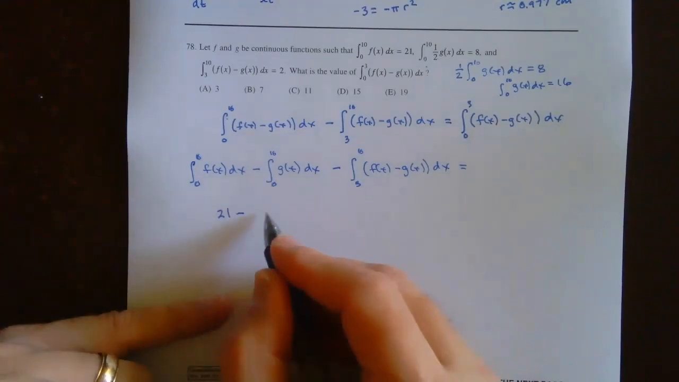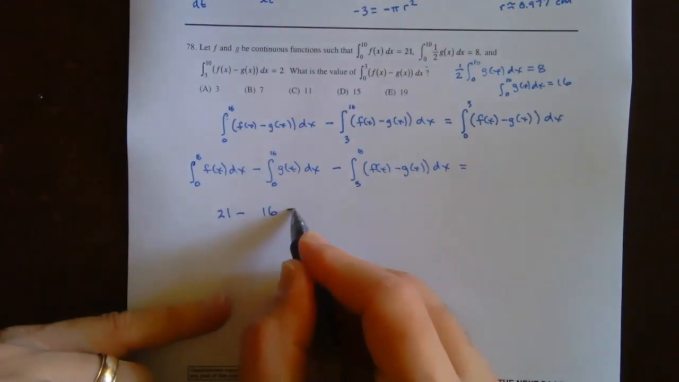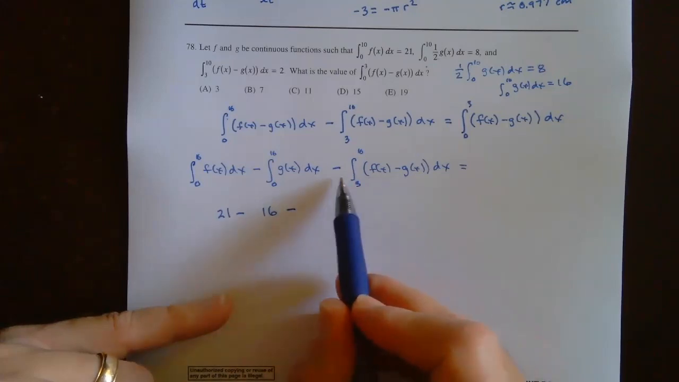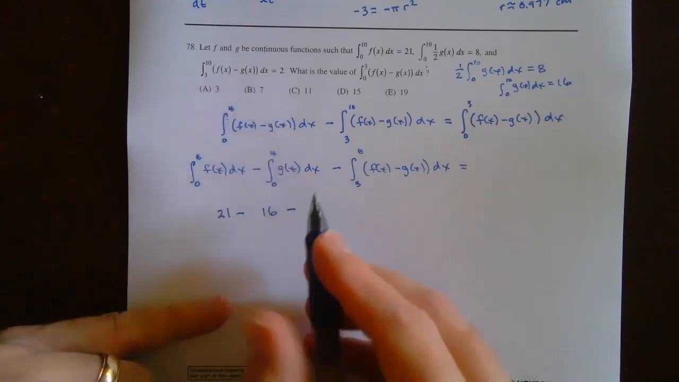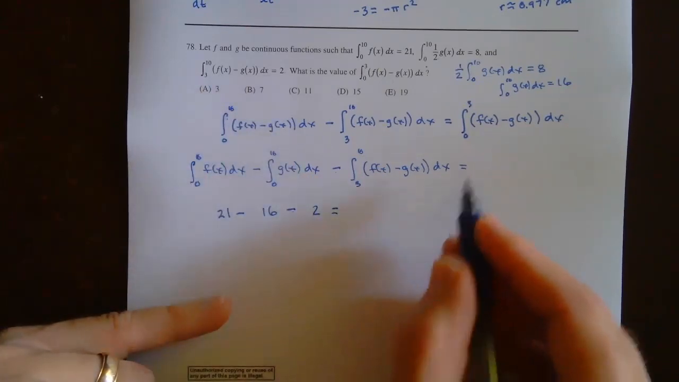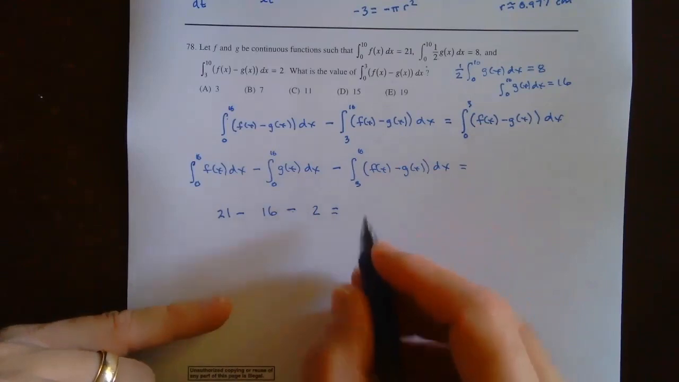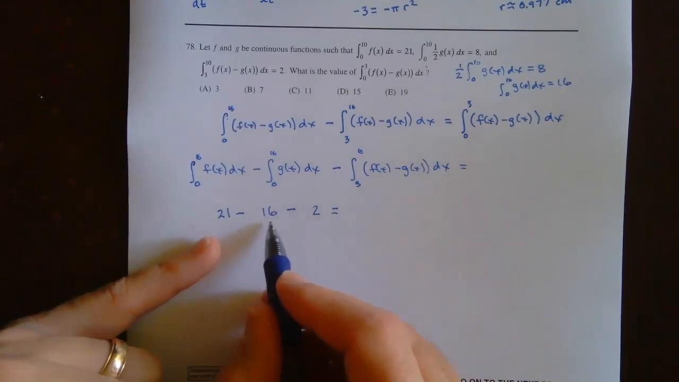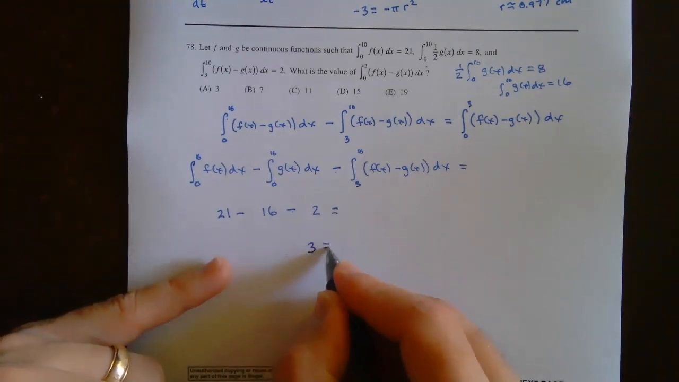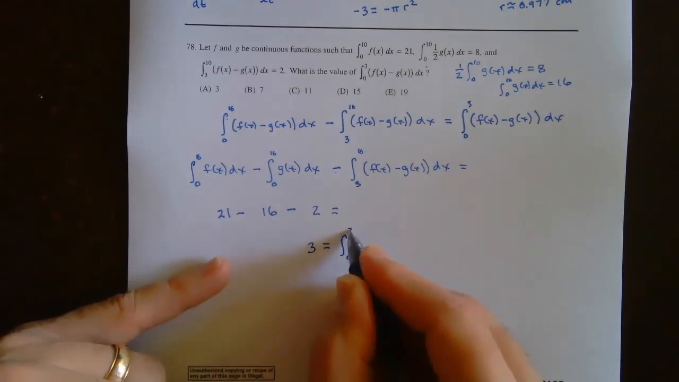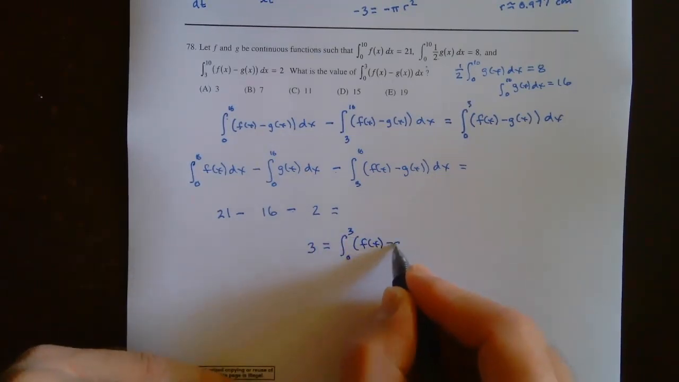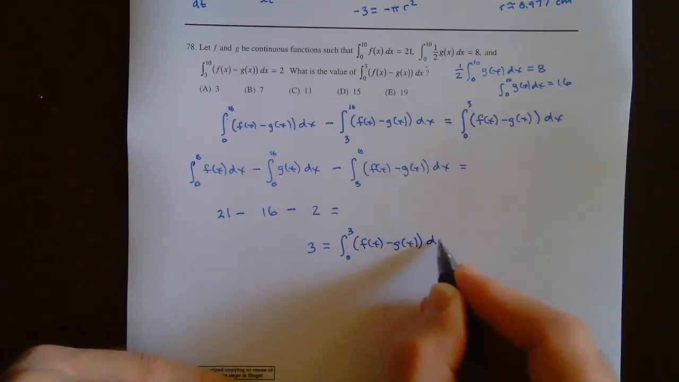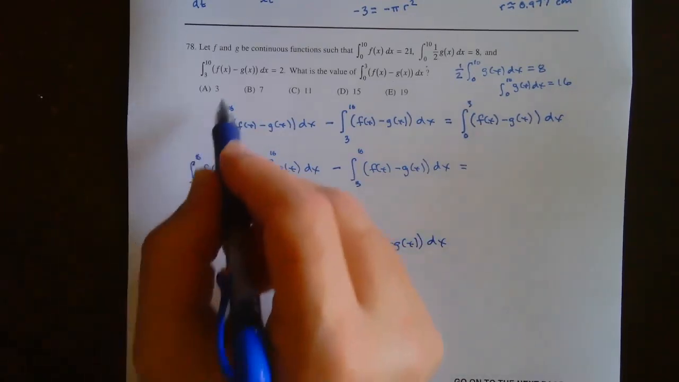So now back over here, I can replace this with 16, and then minus, and I know this integral from up here is 2, so minus 2, and that would be this integral from 0 to 3 of f of x minus g of x. And 21 minus 16 is 5, and then 5 minus 2 is 3. So 3 is equal to the integral from 0 to 3 of f of x minus g of x dx. So the correct answer for number 78 is A.